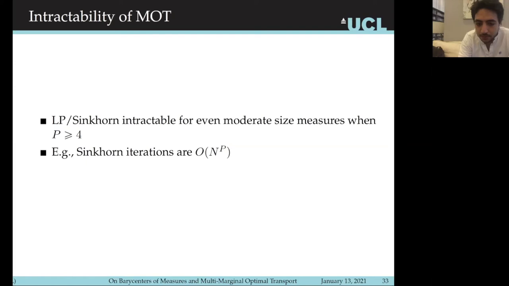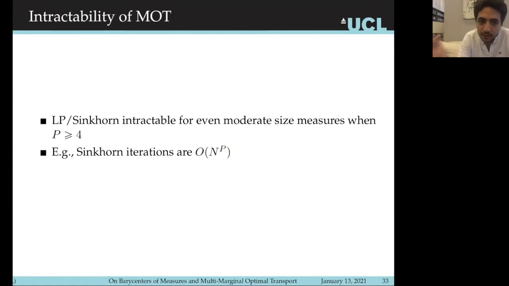So for example, let's say we have three measures. We can go to maybe a few thousand samples, maybe 10,000 samples. But if we have five measures, we can't go over a few hundred samples. And if we have six measures, we are doomed. We can't really solve the problem. So this problem is really, really intractable.